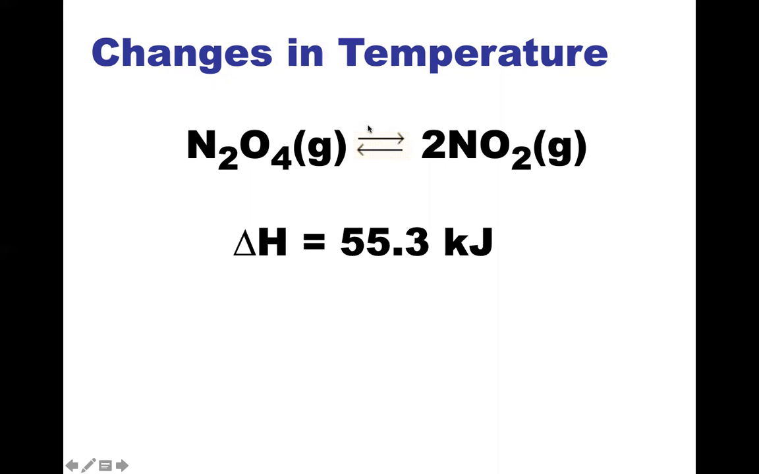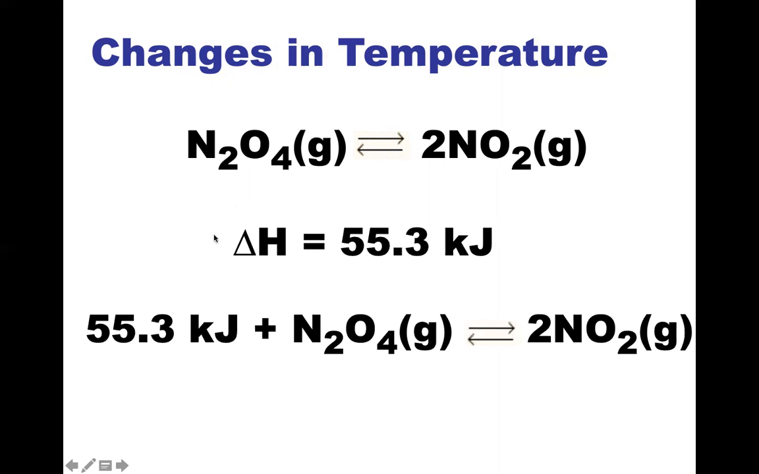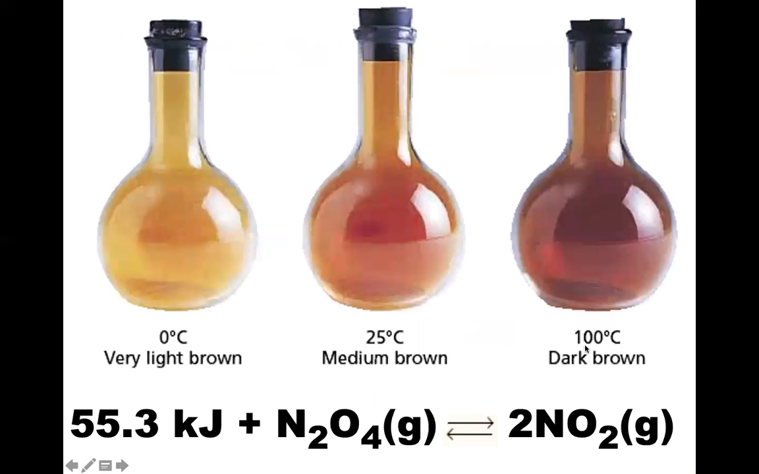It means that this particular reaction, the forward reaction, is going to need to absorb energy. You're going to have to heat it up in order to get this reaction to occur. So we're going to write energy in as a reactant. So see here, we just move it to the reactant side. So if we look at this, these two gases actually are different colors. This particular gas is a lighter color. This is a dark brown color.